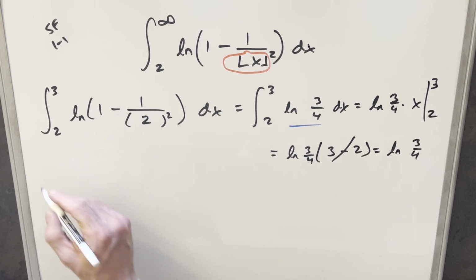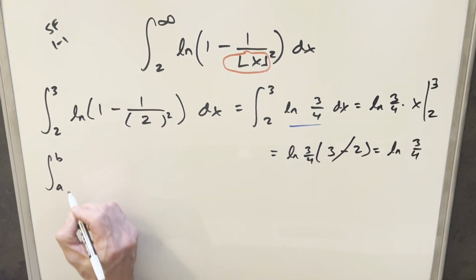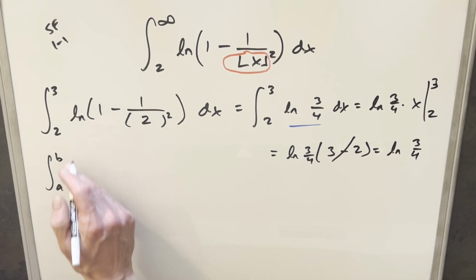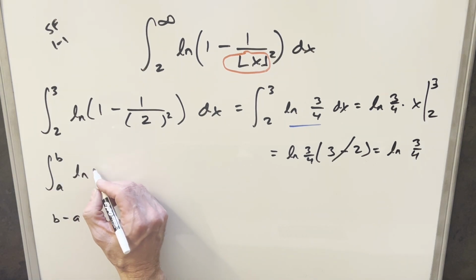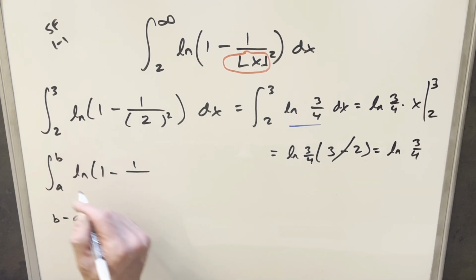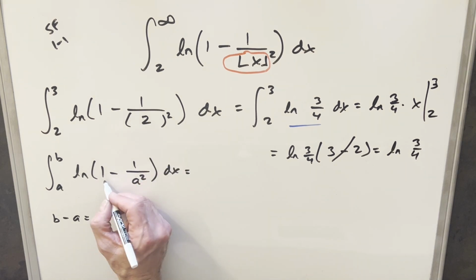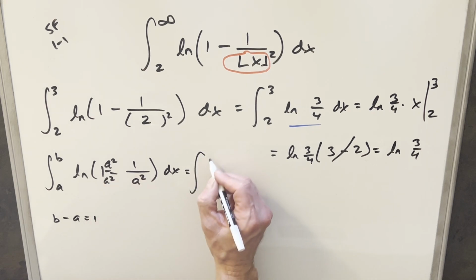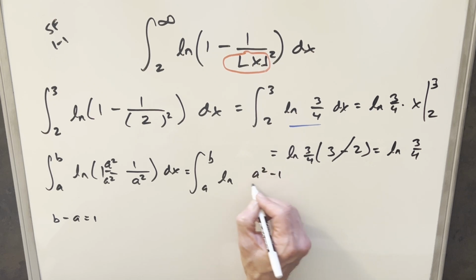So I think what I'll do instead is look at a general case of any one of these integrals separated by 1. We'll integrate from a to b, where we know that b minus a is going to be 1, and a and b are both going to be integers. So then we're integrating ln of 1 minus 1 over the floor between a and b, but that's just going to round us down to our a value. So this here is going to become a squared. Then we can get a common denominator, multiplying by a squared over a squared, so this becomes natural log of a squared minus 1 over a squared.